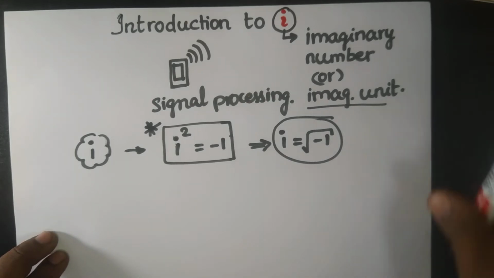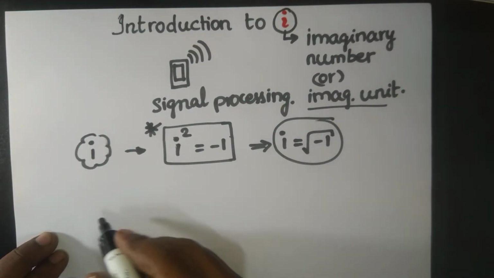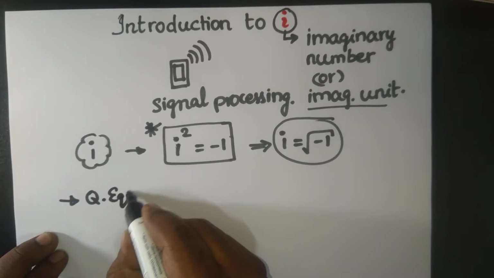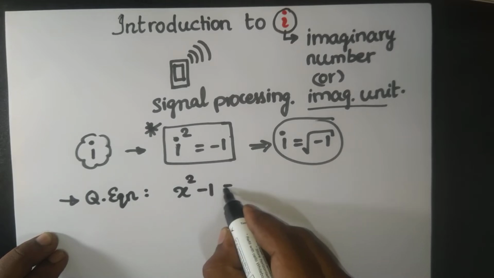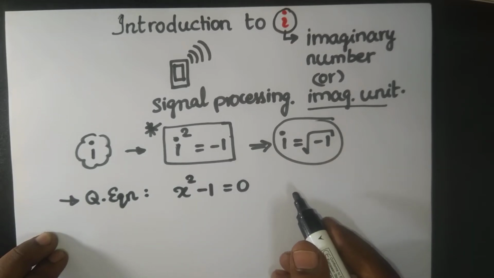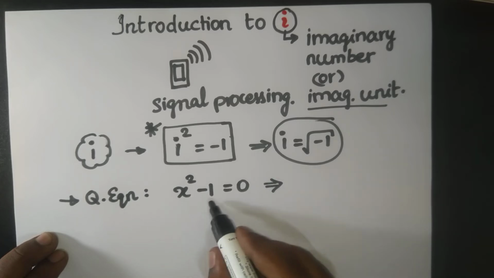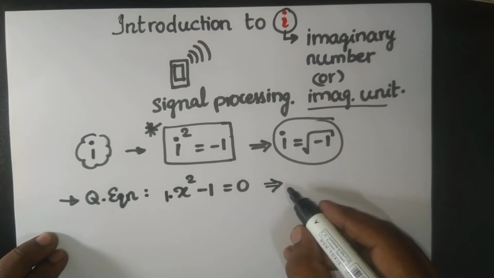You know what, life is very simple like this. Let's take a quadratic equation this way. For example, let's choose a quadratic equation like x square minus 1 equal to 0. Now we are going to compute the roots of this x. This is a quadratic equation, right? The coefficient of x square is 1, so it's a quadratic equation.